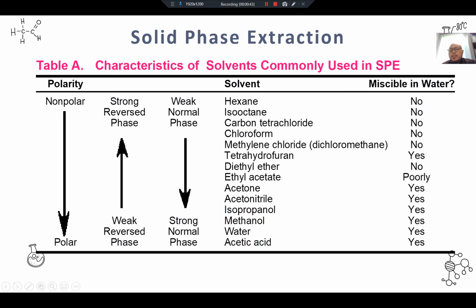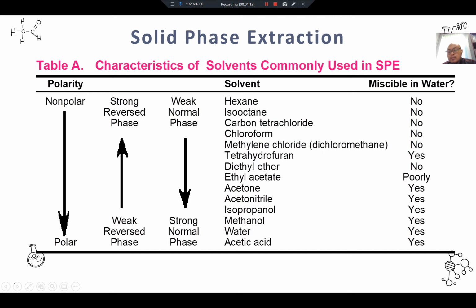Okay, so here is the thing. Hexane, isooctane, carbon tetrachloride, bla bla, sampailah dekat methylene chloride ni diorang tak miscible, ataupun dichloromethane lah, DCM, dia tak miscible dengan air. Okay, dan ether also not really miscible. Okay, ethyl acetate is partly miscible lah. We can still separate them, but you need to have the centrifuge, okay, to help you separate them better.